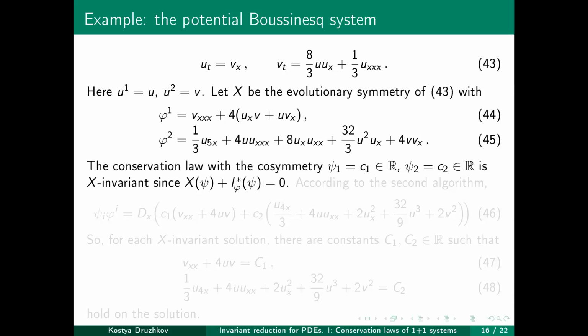Let X be the evolutionary symmetry of this system given by its characteristic, and the characteristic has components 44 and 45. Two components. And the conservation law with the cosymmetry C given by its components, which are just constants, is X invariant since we have this relation. So we consider only cosymmetries that are constants. So our cosymmetry is a two-parameter family of constants.